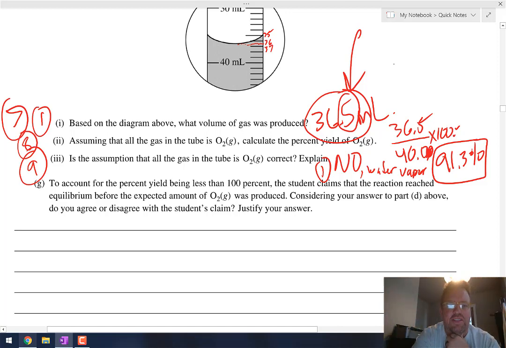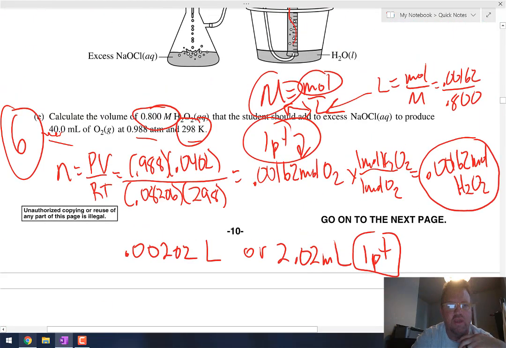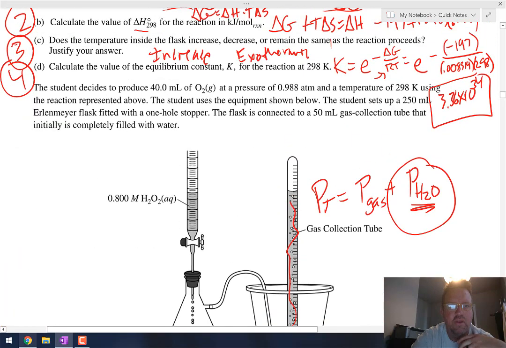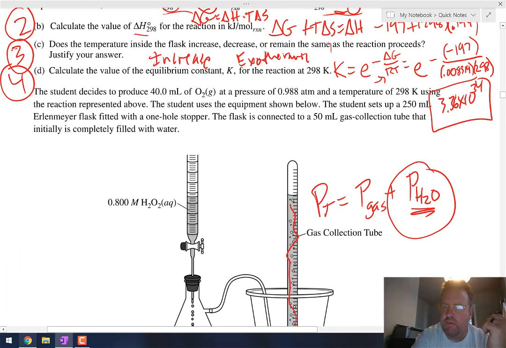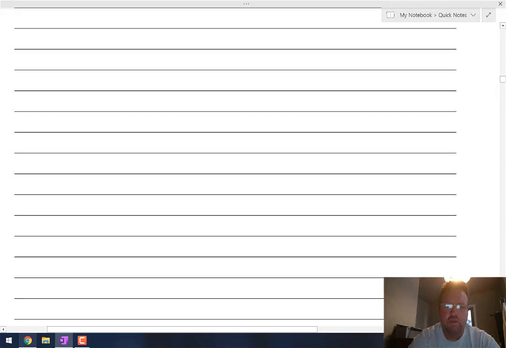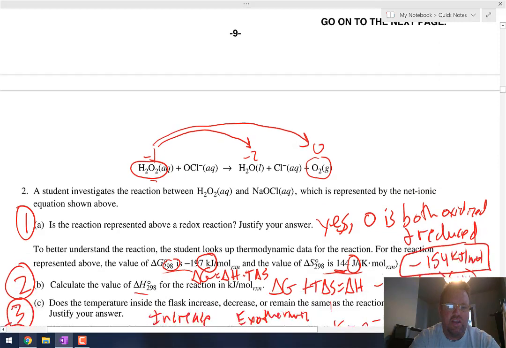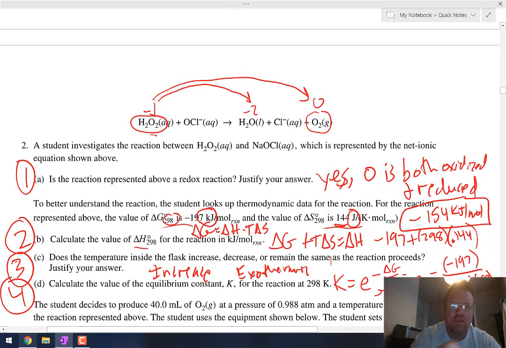Considering your answer to part D above, do you agree or disagree with the fact that the student claims that the reaction reached equilibrium before the expected amount of O2? So first of all, using my answer to part D, what was part D about even? Part D was the equilibrium constant. Equilibrium constant is to the 34th power. That is a huge equilibrium constant, which means that in general, what does that mean? It means that there's no reactant left at all. Even though we did calculate an equilibrium constant, there is no reactant left at all.